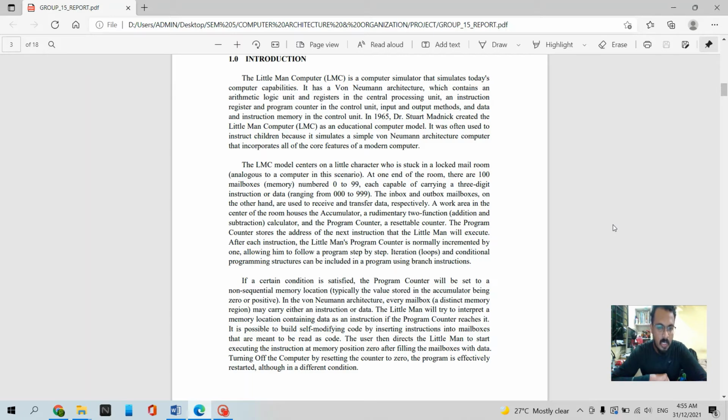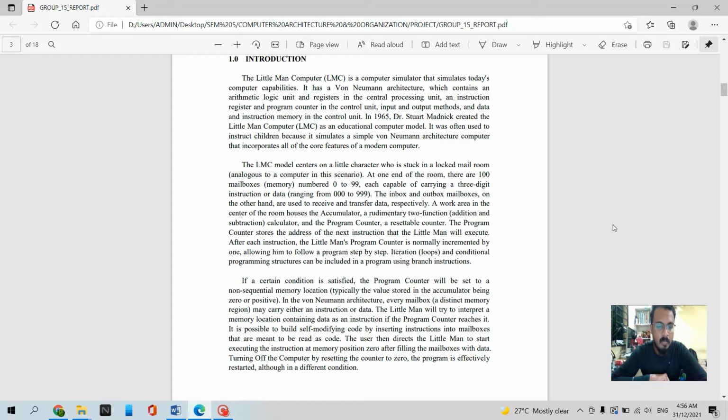In the von Neumann architecture, every mailbox may carry either an instruction or data. The little man will try to interpret a memory location containing data as an instruction if the program counter reaches it. It is possible to build self-modifying code by inserting instructions into the mailboxes that are meant to be read as code. The user then directs the little man to start execution.